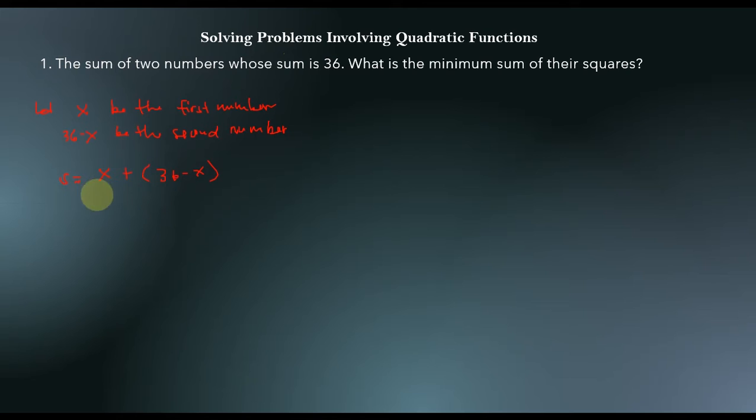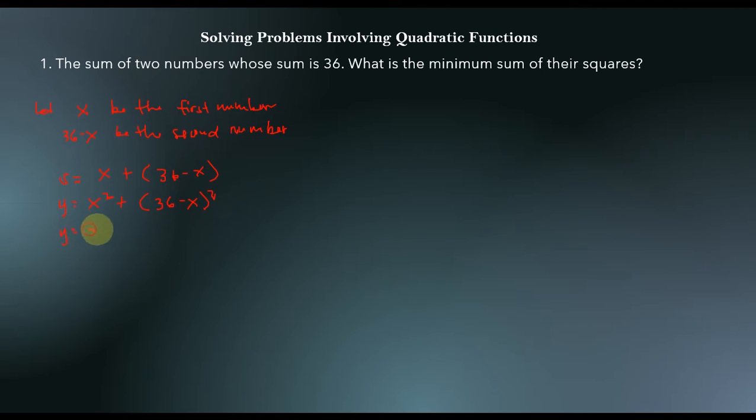And then, if we want to look for the minimum sum of their squares, we're going to square these numbers. We're going to assign a new variable for the sum of the squares: y equals x squared plus the square of the other number, 36 minus x. Now we're going to solve for this. Let's expand the square of 36 minus x.